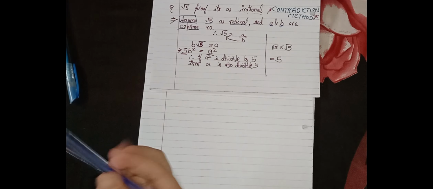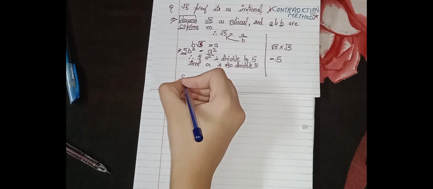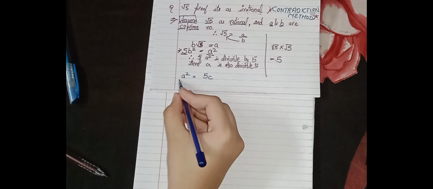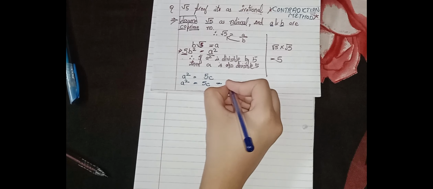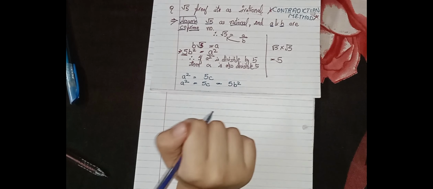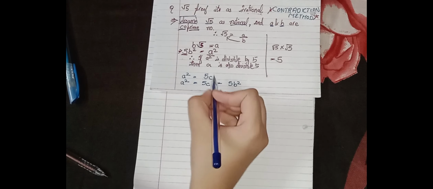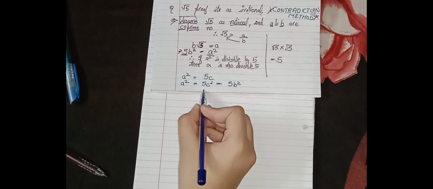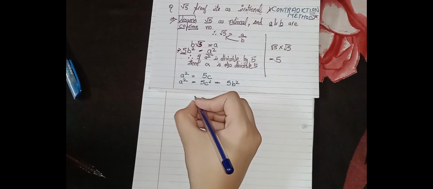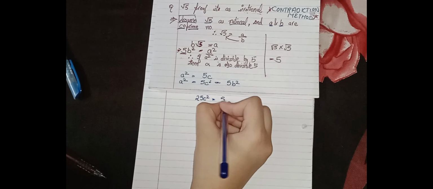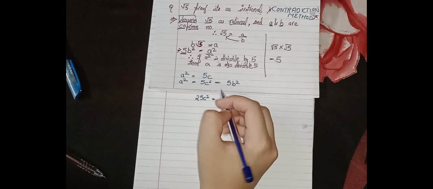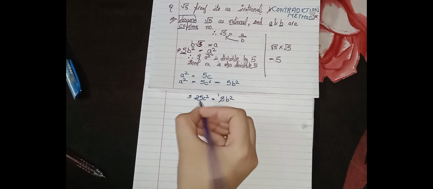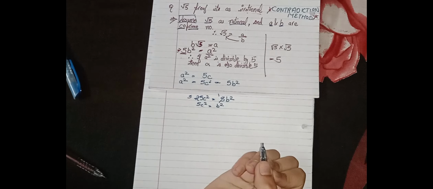Now what we'll do is, we'll take one more assumption, that is a square is equal to 5c. a square is divisible by 5 and 5c हमने एक नया नंबर लिया. So now it gives us a square is equal to 5c is equal to 5b square. ठीक है, now अब मैं इसको क्या करूँगी, 5 को स्क्वायर करूँगी, so it will become 25c square equals 5b square. Therefore 5 1 जा 5 5 जा, so 5c square equals b square आ गया.